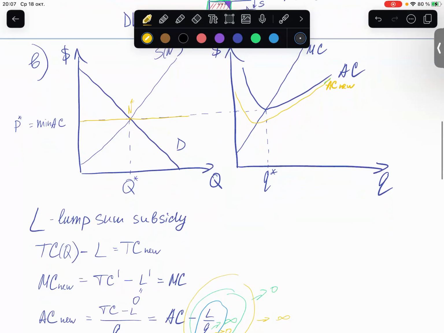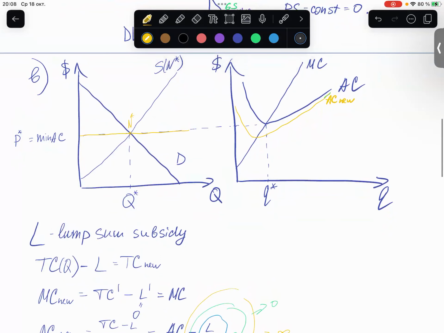Now, what will happen in the short run? In the short run supply will stay the same. So in the short run supply stays the same, equal to the short run supply after the lump sum subsidy. So the demand equals supply, price will stay the same and marginal cost will stay the same. So the quantity will stay the same. But our firms will gain a profit.